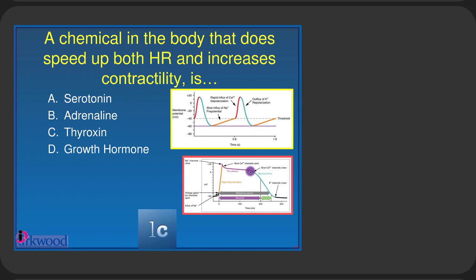What's a chemical in the body that does speed up both heart rate and increases contractility? Here I'm just asking you to make a good guess. Serotonin affects sleep, thyroxine affects metabolism, growth hormone affects growth. So you could get to the right answer by just thinking, well, I'm going to eliminate the ones that clearly don't do anything to the heart. But also you could jump right to adrenaline, because most of us know that adrenaline is a stress hormone that speeds up the heart and increases contractility of muscle. So the answer here is adrenaline.